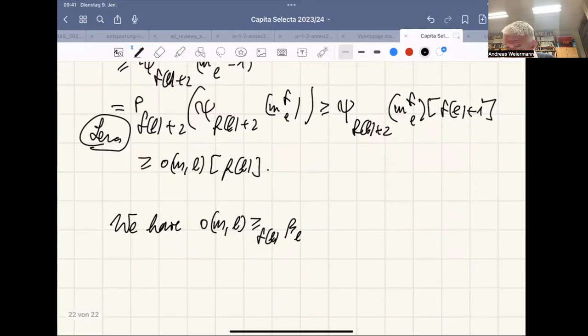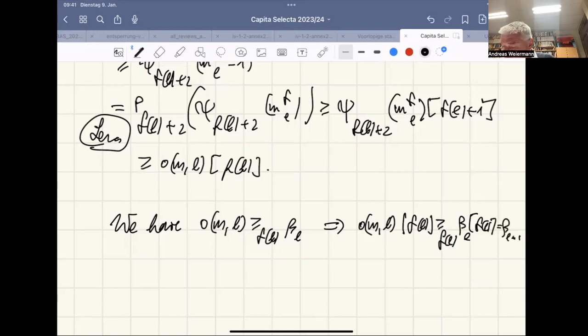And what does this mean? This means that O of ML, where I plug in here f of L, is at least as big as, with respect to f of L, beta L of f of L, which is beta L plus 1. So from this number, we can step to beta L plus 1.